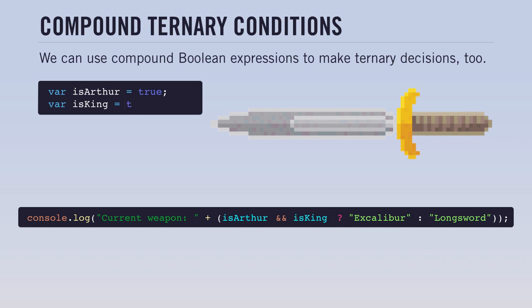Now, if we set isKing to true, just to show the other possible result here, we'll get the compound logic evaluating to true on the left-hand side of the question mark, which means that the ternary conditional will return just what we expect for the king, which is the sword Excalibur.